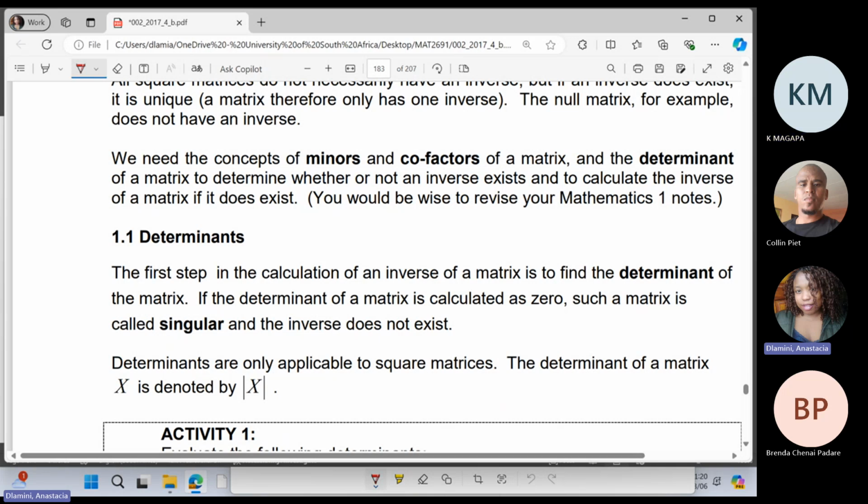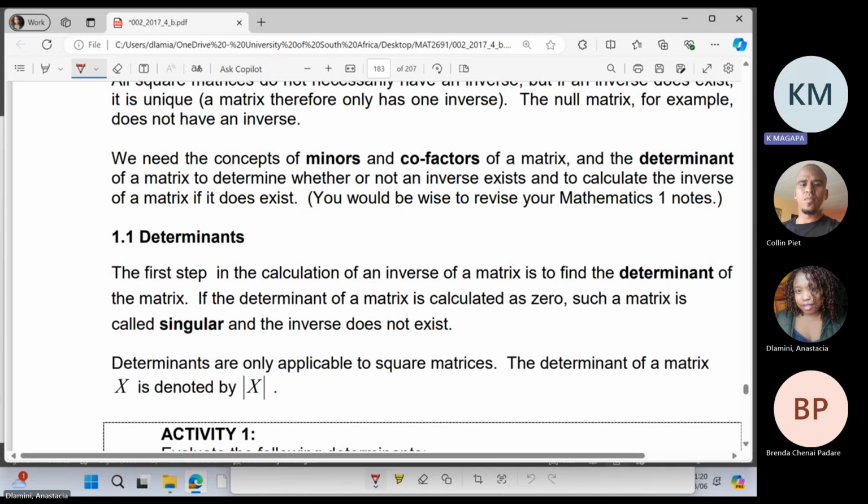Now, the first step in calculation of an inverse of a matrix is to find the determinant of the matrix. If the determinant of a matrix is calculated and is equal to 0, such a matrix is called a singular matrix, and the inverse does not exist. Meaning that the question says, find the determinant of a matrix. Find the inverse of a matrix. You go find the determinant. If the determinant is equal to 0, then you tell them the inverse does not exist, therefore I cannot find it. Are we together in this?